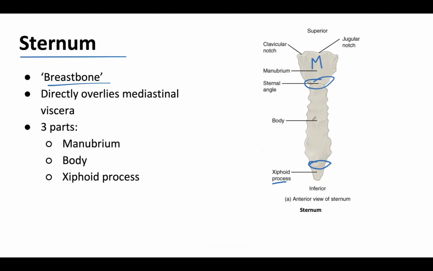Then we get to the longest part of the sternum, which is the body, and its characteristic costal notches, or these kind of scallops on the sides, are really characteristic here. This is where we're going to have rib attachment, or specifically the costal cartilages of the ribs attach here. And the most inferior and variable portion of the sternum is the xiphoid process.